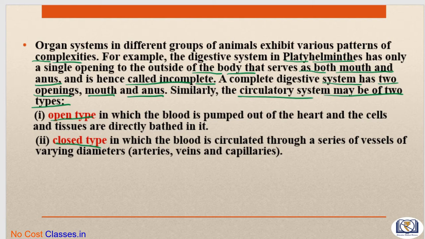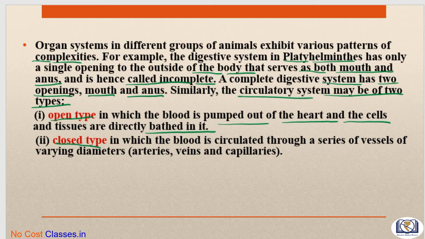What do we understand by the open type? In which blood is pumped out of the heart and the cells and tissues are directly bathed. That means all the organs or visceral organs present inside the cavity are bathed in blood. They remain inside the blood. Cockroach is one of the very good examples.